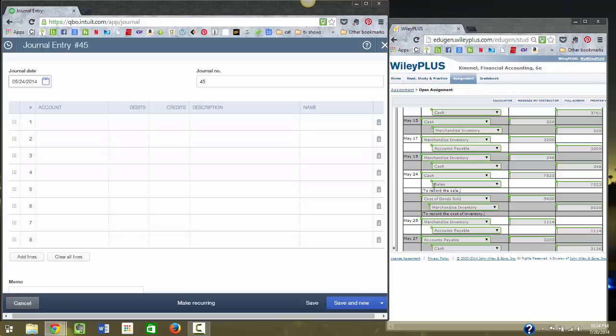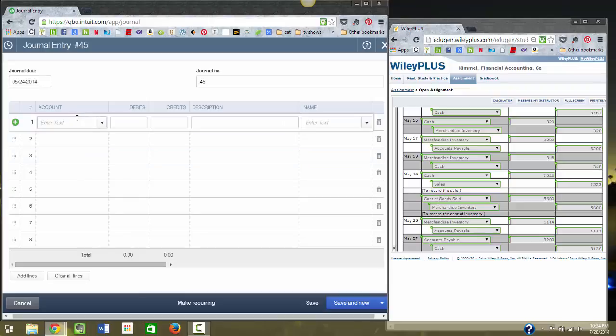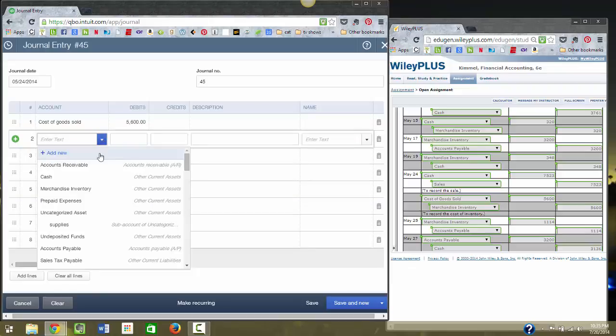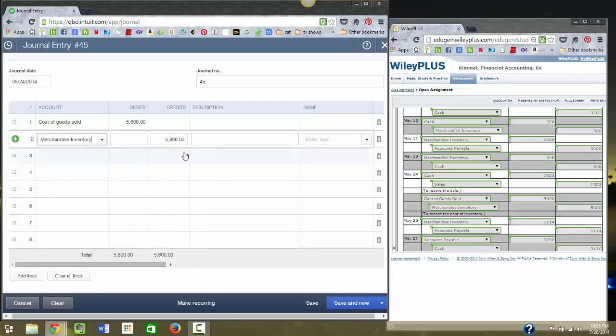Next step, same day, still May 24th, we're now going to record the cost of inventory. So we're going to do cost of goods sold. Okay, and that is going to be a debit of $5,600. And merchandise inventory is going to be a credit of $5,600. All right, and we're good on the date.